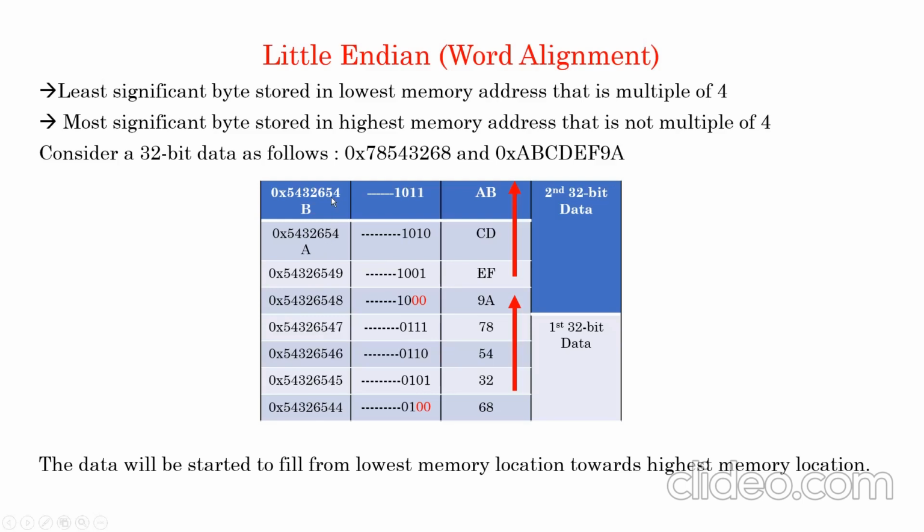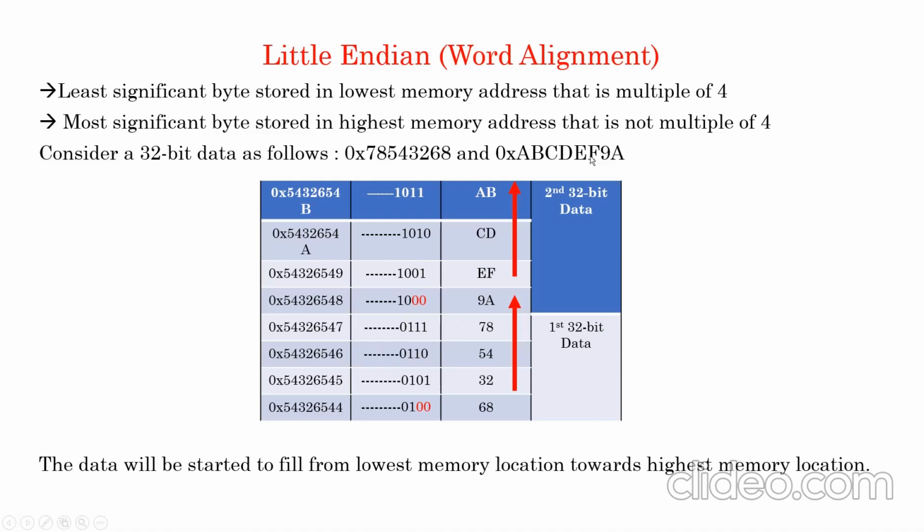So these are the memory locations I'm considering, 44 to 4B. Here 78, 54, 32, 68: 68 is the least significant byte and 78 is the most significant byte. We consider only the least significant digit, which is 4, 5, 6, and 7; the equivalent binary values are mentioned over here. So 68 will be stored in the location 44, 32 in the location 45, 54 in the location 46, and 78 in the location 47.